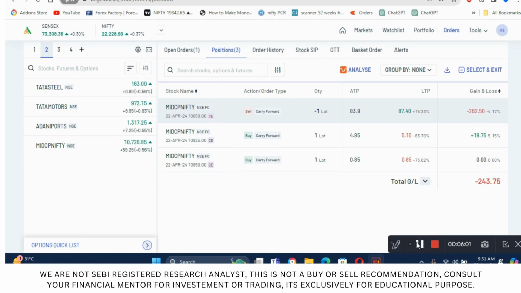Look, friends, now after taking the trade, we are going in loss. You can see the loss here, but no issues. We will wait. Look, friends, now the profit is fluctuating. So we will have to wait for this.